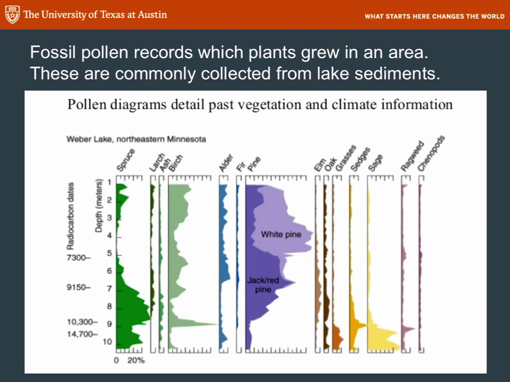Another common fossil record of proxy data for climate change are pollens. Pollens, of course, are produced by plants growing in an area, and they're commonly collected in lake bottoms. And this is an example of pollen data from a lake in Minnesota, where you can see that over time the kinds of things growing there have changed, and scientists can correlate that with general climate patterns over the past, in this case, 15,000 years. Climate data and lake records go back 800,000 years in various places.